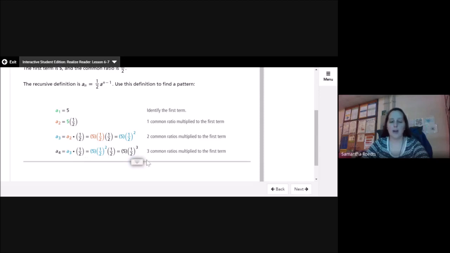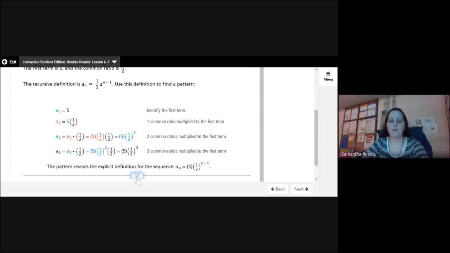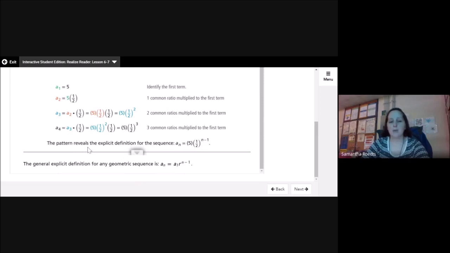Then I multiply by 1/2 to get 5 times 1/2 cubed. So the pattern reveals the explicit definition for the sequence: a sub n equals 5 times 1/2 raised to the n minus 1 power. So in general, the explicit definition for any geometric sequence is a sub n equals a sub 1 times r raised to the n minus 1 power. So I start with my first term, I multiply it by my rate, and I raise it to the power of n minus 1.